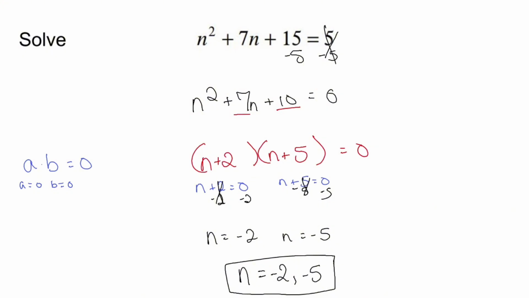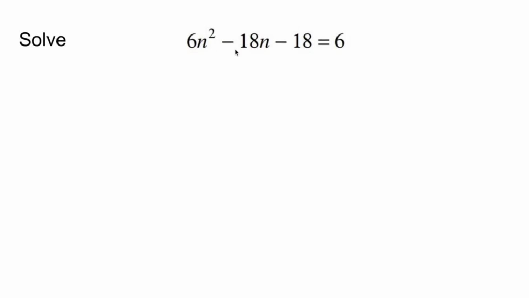And that's it. Solve 6n squared minus 18n minus 18 equals 6. Well, this is a quadratic, and what I really want to do when I'm solving quadratics is to try to get it equal to 0. So let's subtract 6 from both sides like so. 6n squared minus 18n minus 24 equals 0.